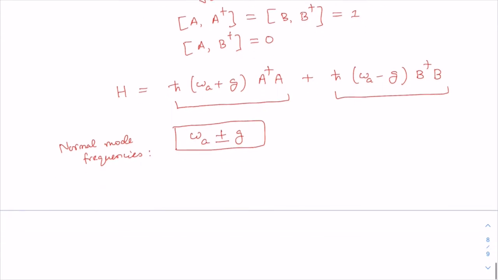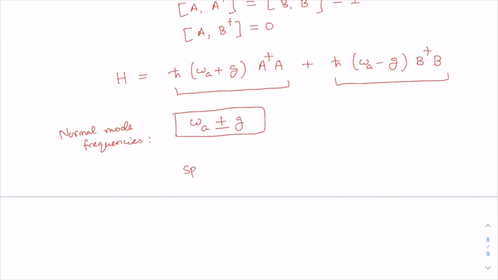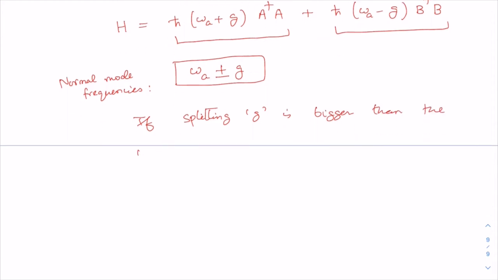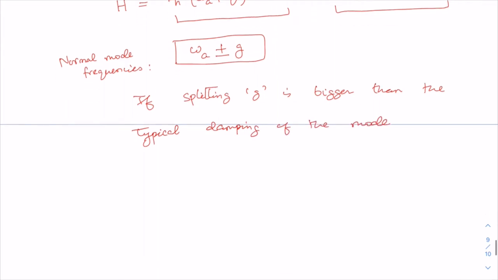So the frequency splitting would be observable if the splitting Z is bigger than the typical damping of the mode. Then the frequency splitting would be observable.